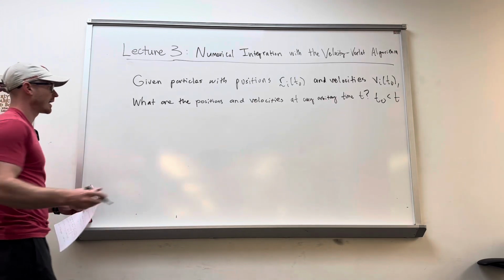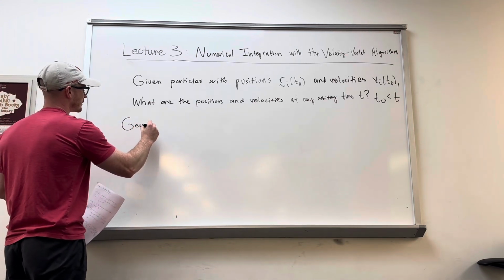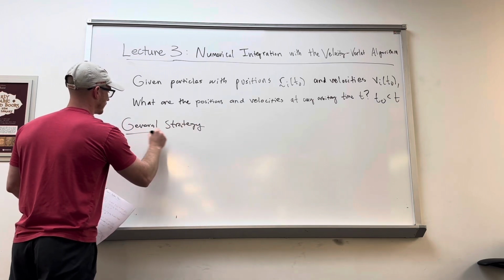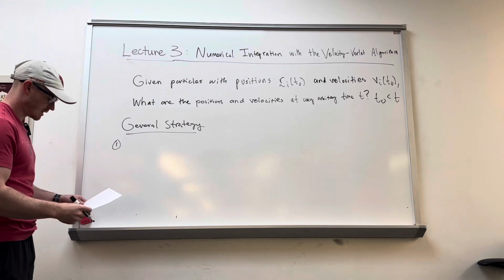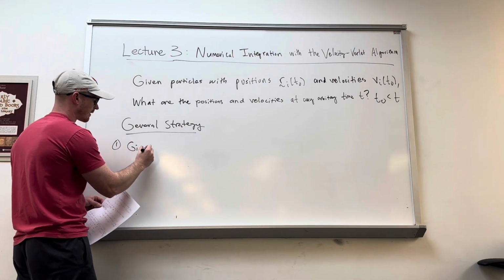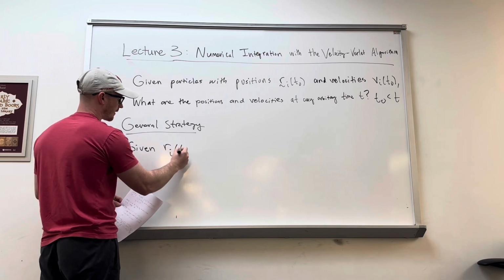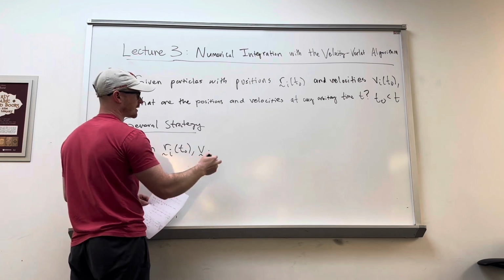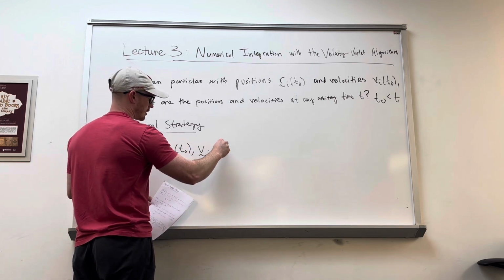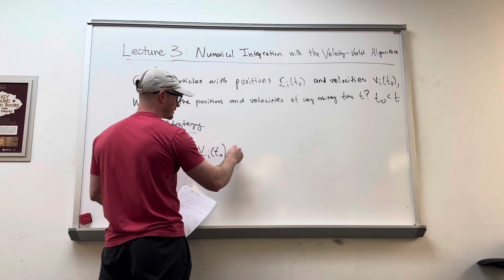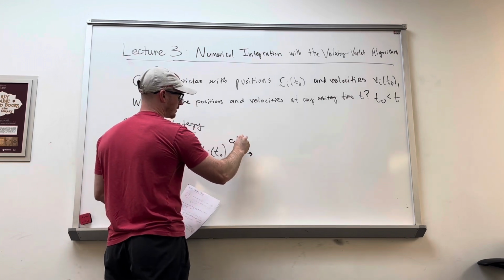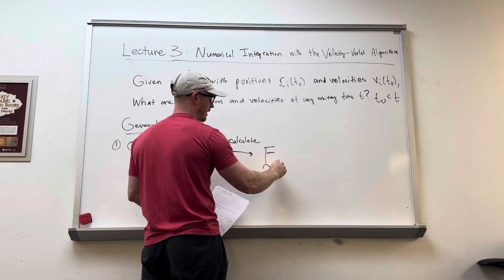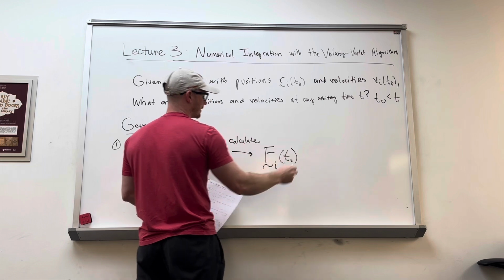Now, generally we're going to have a strategy here, so our general strategy is going to be as follows. First, given our initial r_i's, so given some r_i at t naught and v_i at t naught, so initial positions and velocities, we're going to calculate the forces on those particles. So we're going to calculate F_i at our initial time.